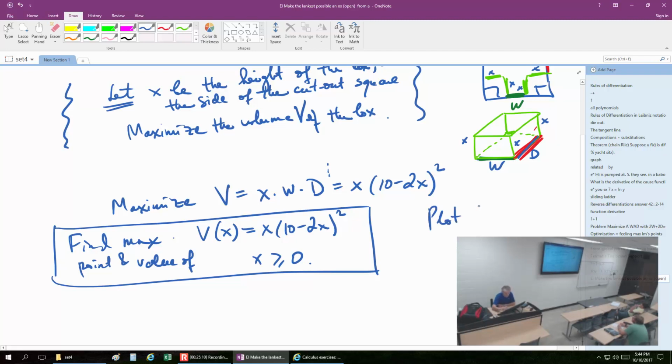Plot, then confirm results with Fermat's theorem. Okay, so that's one way. Or you start with Fermat's theorem, find the max, and confirm with plotting.